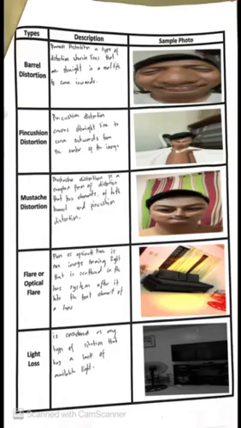Mustache distortion makes straight horizontal lines appear to curve inward towards the center of the frame and back outwards at the corners. Flare, or optical flare, is image-forming light that is scattered in the lens system after it hits the front elements of the lens.